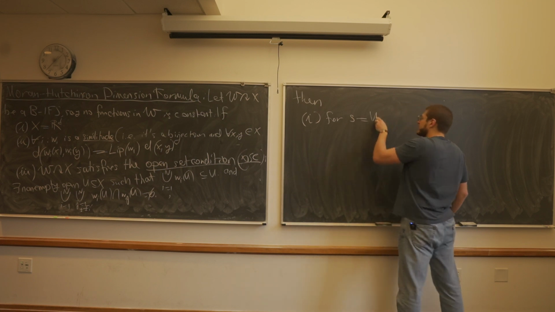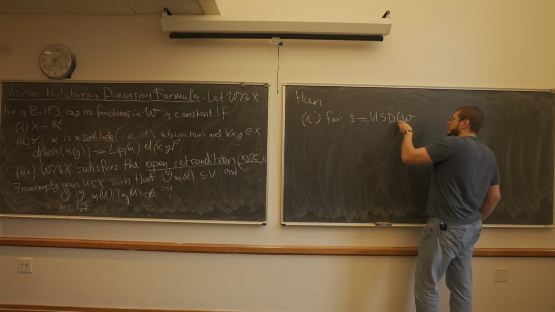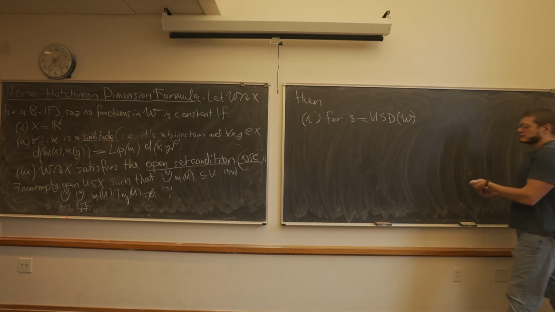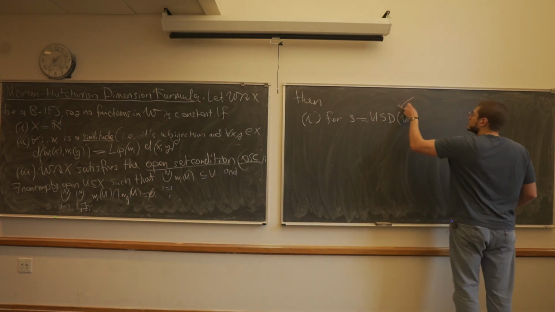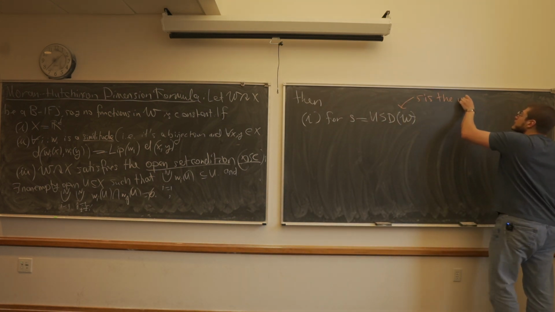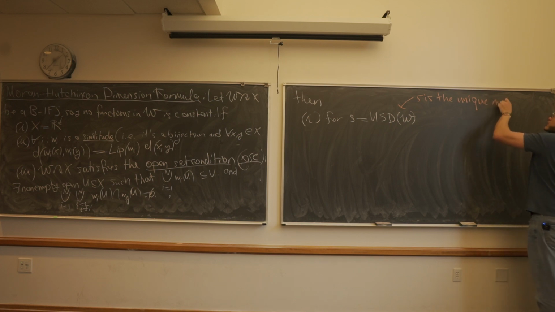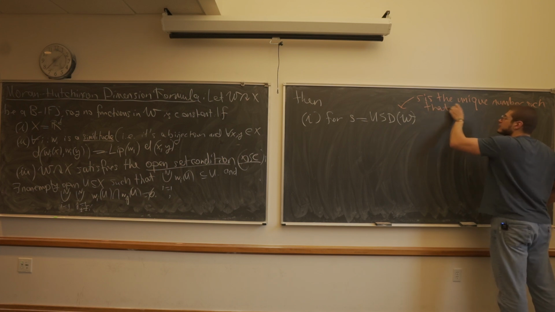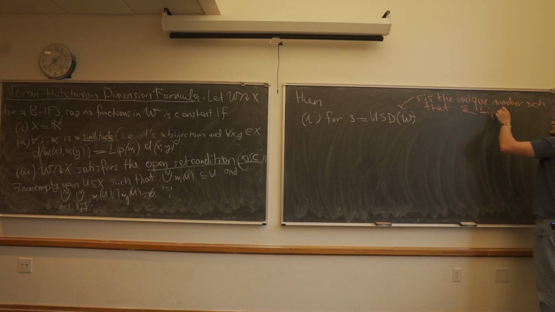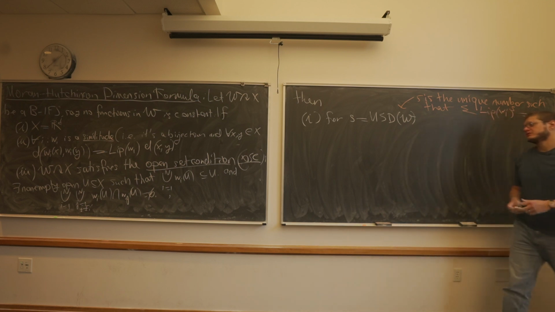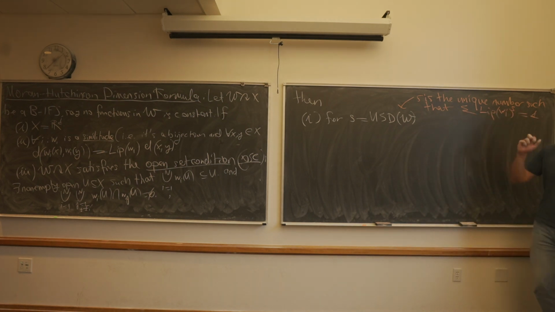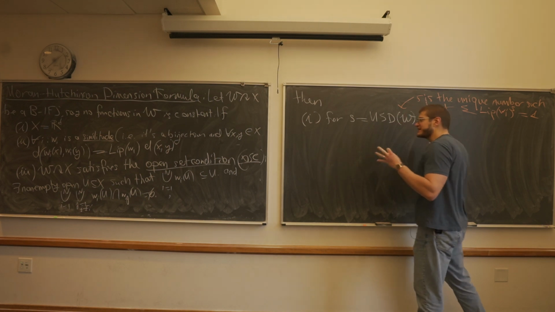For S equals the upper similarity dimension of W, recall that this was the unique number such that the sum of the Lipschitz constants to the power S equals 1. The S-dimensional, or outer s-Hausdorff measure of the attractor is a positive finite number.